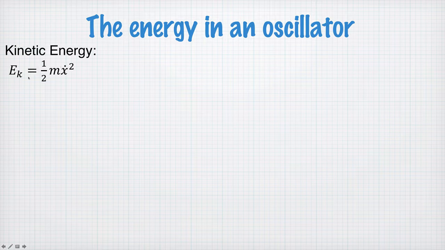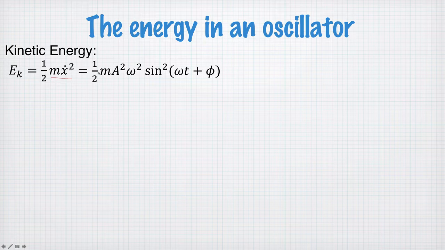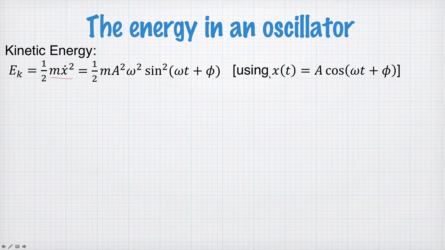Kinetic energy is very simply given by half mv squared, writing v as the derivative of x here. And we can substitute in our solution for x, a cos(omega t plus phi), and take its derivative, and then we can write half mv squared as a half m a squared omega squared sine squared (omega t plus phi). So this here is the kinetic energy of our mass.